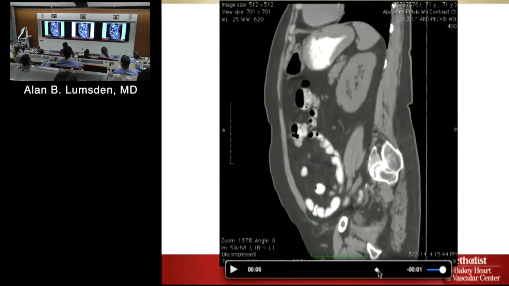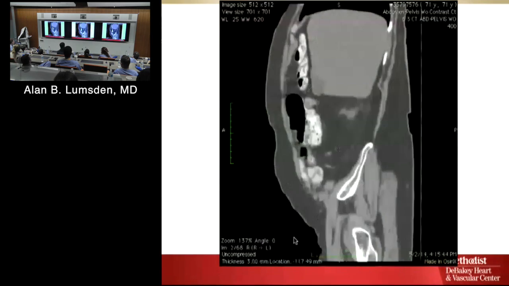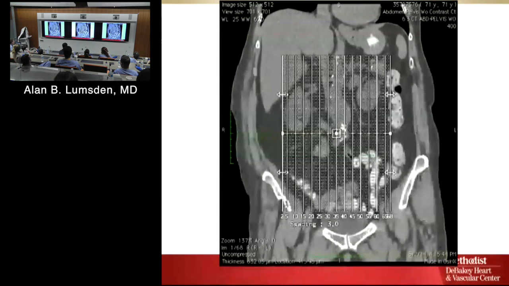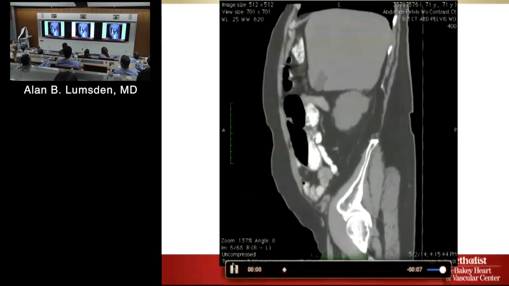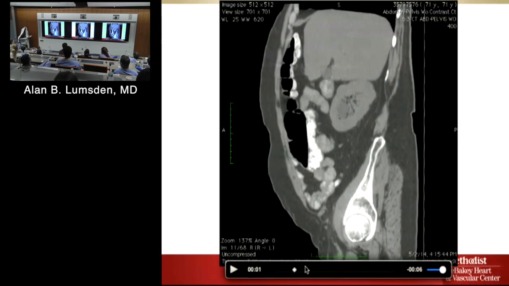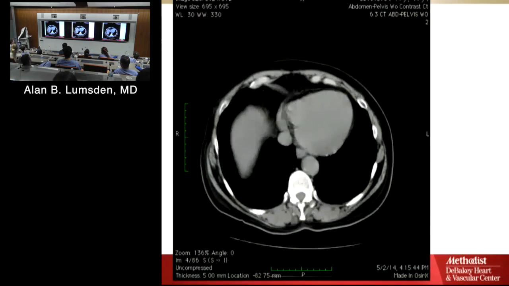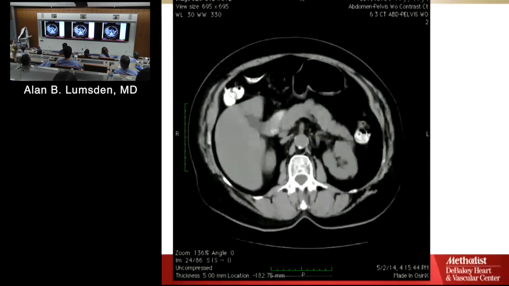Okay, let's go back one because I skipped one. And back one more. Okay. Oh, well, maybe this is it. Okay, and so we're going to keep going forward all the way down.